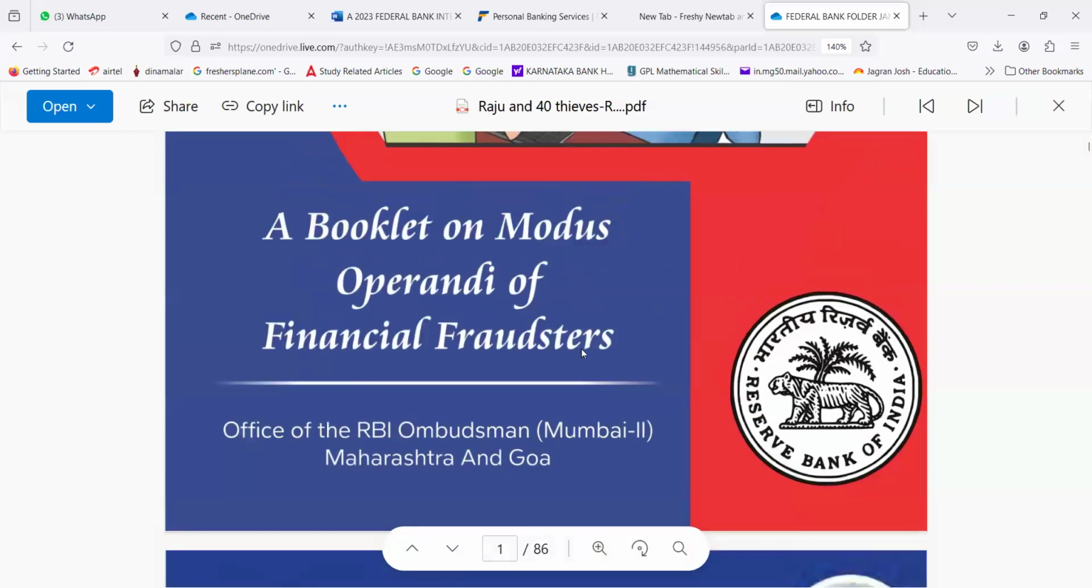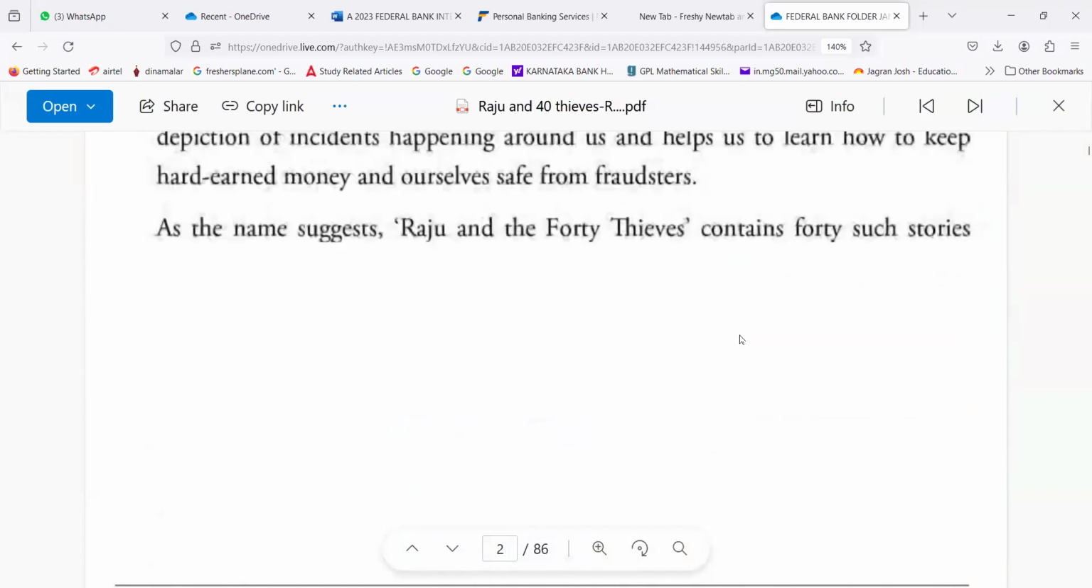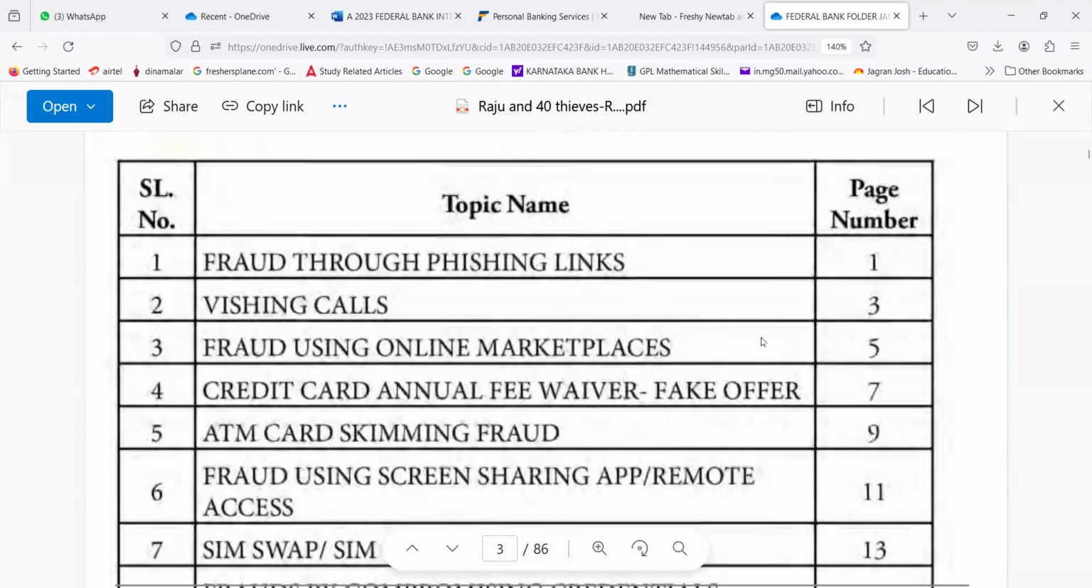It is about the Ombudsman scheme, sir. I haven't read it. It's a booklet on the modus operandi of financial fraudsters, about phishing, smishing, and all that. Okay. Here, these are the things that they have discussed.